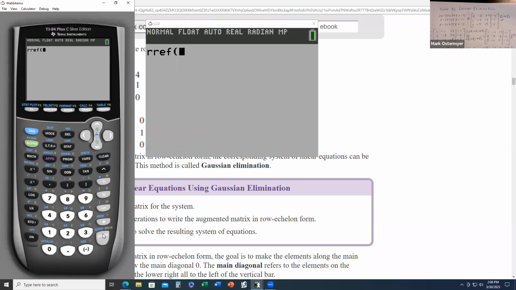Hit enter. Now we got to type in the name of the matrix that contains our system. The matrix was matrix A. How do I get back the name of matrix A? I got to go back to the matrix mode.